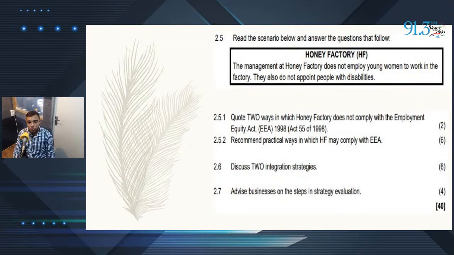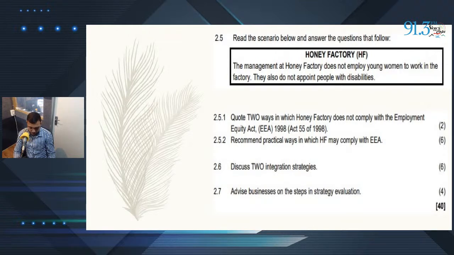The next one, 2.7, advise businesses on the steps in strategy evaluation. Please do study this as well. Looks like it's going to come in your mocks and finals as well. Your answer that you can write here, we're only looking for two answers. Even though there's quite a few, we're looking for two easy answers because it is for 4 marks.